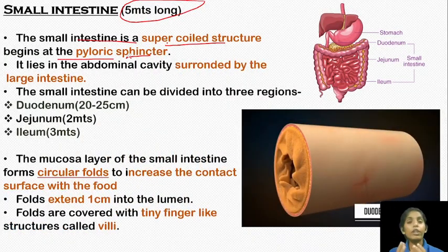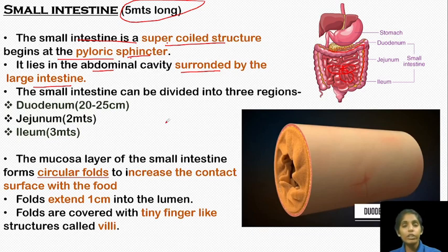The entry of the food from the stomach into the small intestine is guarded by a sphincter called the pyloric sphincter, and it is present in the abdominal cavity surrounded by the large intestine. So this is the small intestine here, and it is surrounded by the large intestine. This is the large intestine. The small intestine is divided into three portions: the duodenum, the jejunum, and the ileum. Duodenum is about 20 to 25 centimeters in length, jejunum is 2 meters in length, and ileum is 3 meters in length. So, from this, you can say that ileum is the longest portion of the small intestine.